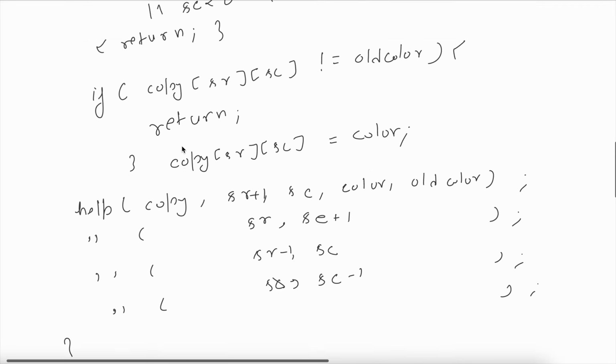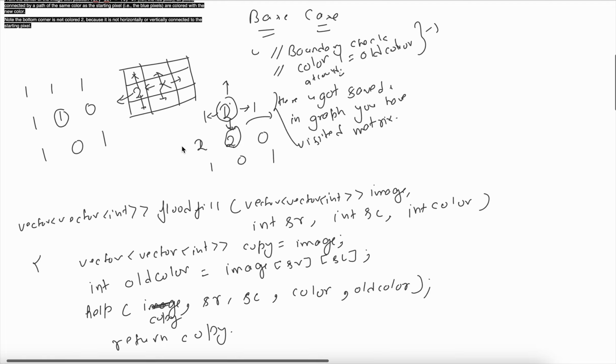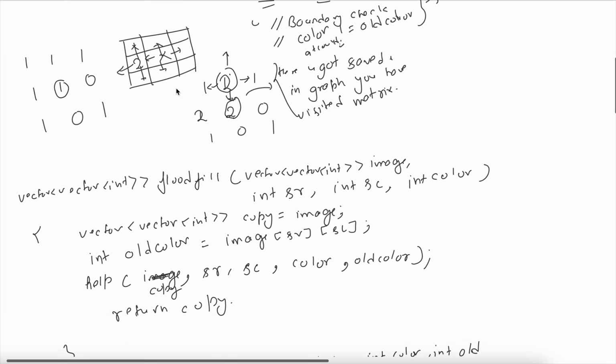Any guess about the time complexity and space complexity? Generally, if you don't have anything to mark whether a coordinate is visited or not, every coordinate would have four options. You have four options for one coordinate and you have n cross m coordinates.